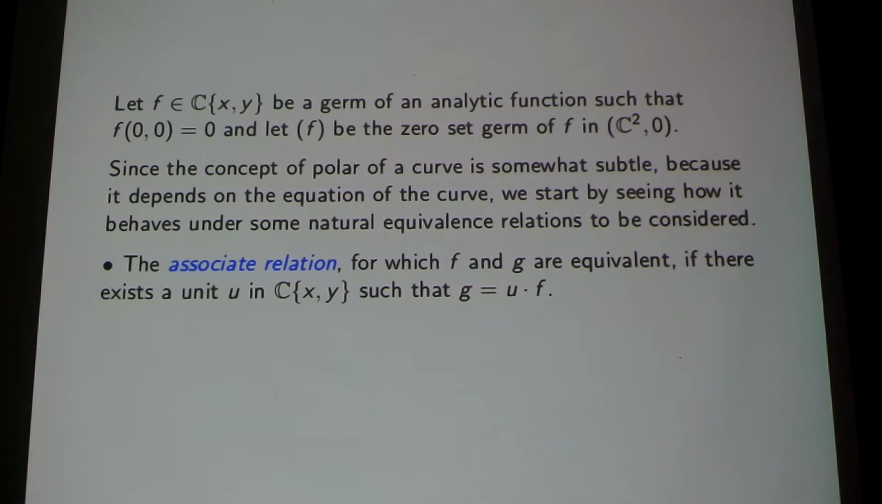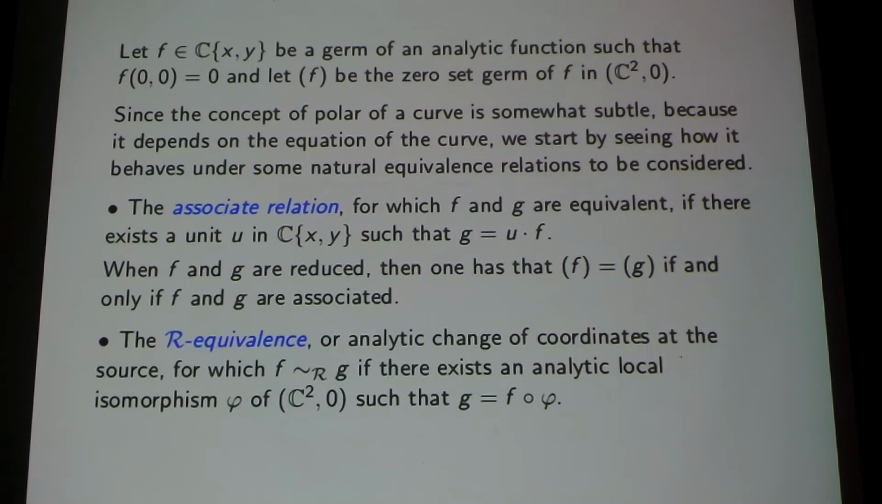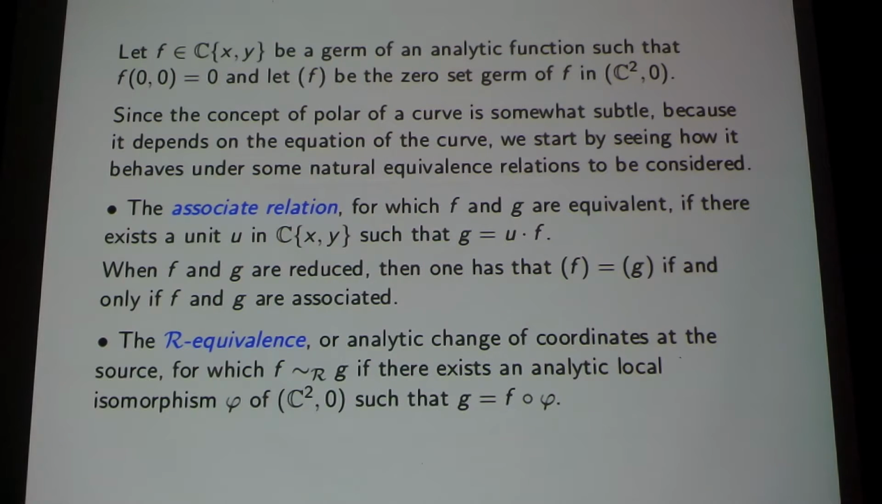So the first one is the associative relation, for which f and g are equivalent if there exists a unit u in C{x,y} such that g is u times f. When f and g are reduced, the curve defined by f is equal to the curve defined by g if and only if f and g are associated. Then there is R-equivalence, or analytic change of coordinates at the source, for which f is R-equivalent to g if there exists an analytic local isomorphism phi of a neighborhood of the origin of C2 such that g is equal to f composed with phi.